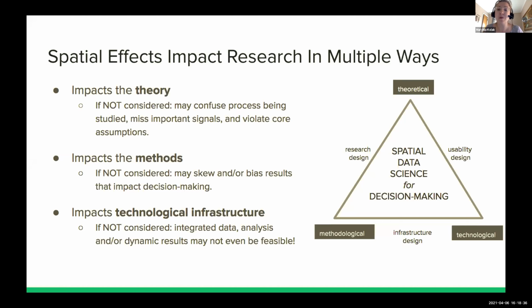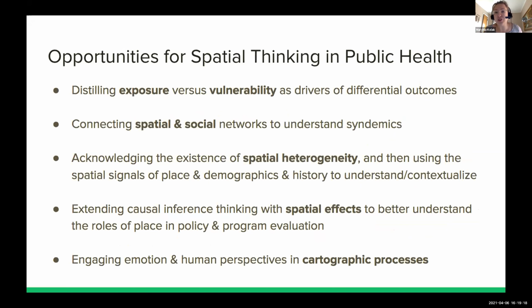But in order to study this, we really need methods and methodologies that incorporate spatial effects. I do a lot of work in spatial data science for decision-making specifically. We know that if you don't account for spatial effects and geographic information components, it impacts the theory, the methods, and the technological infrastructure to do research. That's why my focus is always positioned within this really strong spatial perspective, because we need different types of methods and infrastructures, and our theory gets adjusted slightly when you look at it from a spatial geographic perspective. There are a lot of different opportunities for spatial thinking in public health.